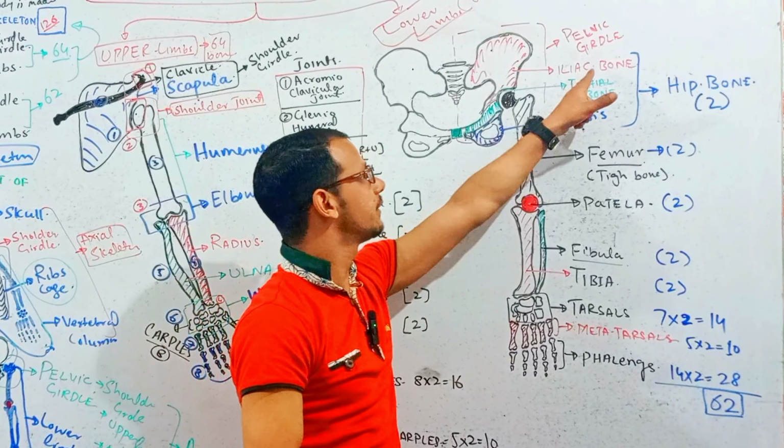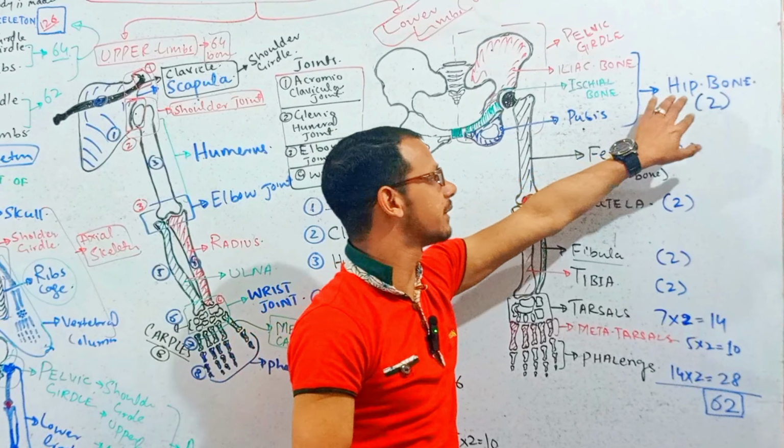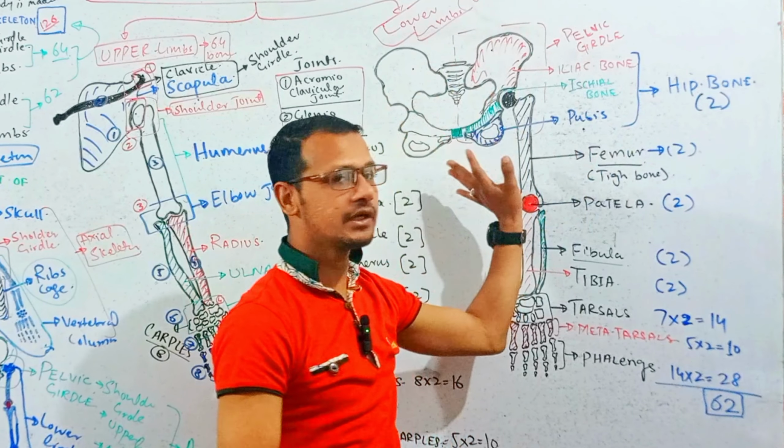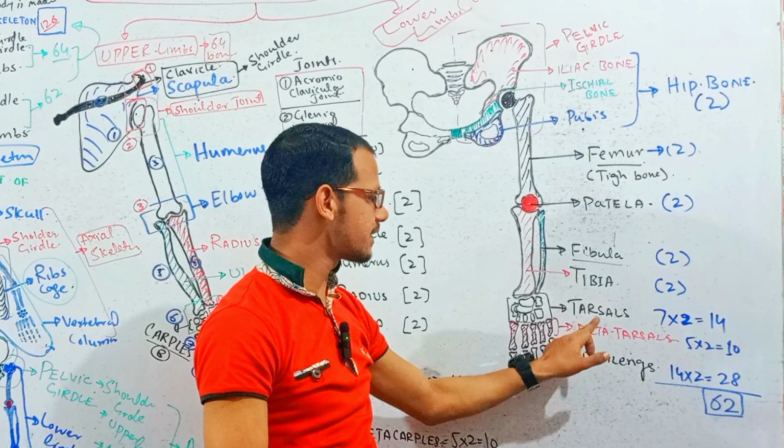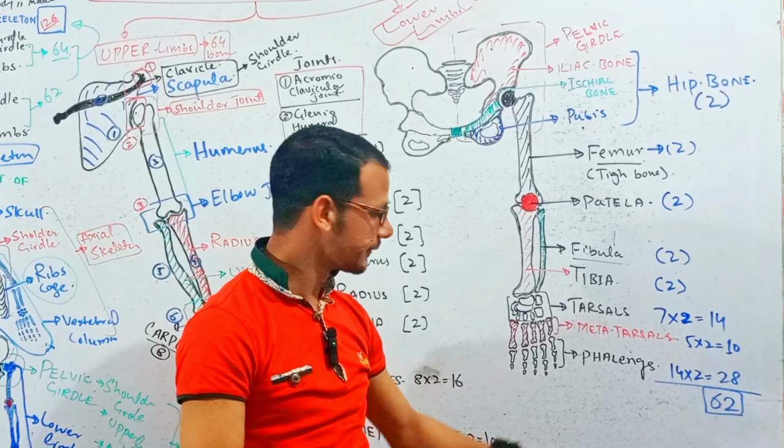The iliac bone, ischial bone, and pubic bone make the hip bone, right? The hip area, the pelvic area, the femur bone, patella, fibula, tibia, tarsals, metatarsals, phalanges, right?